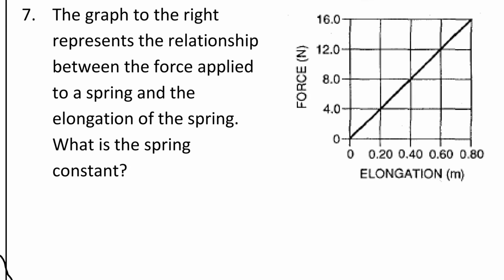Okay, so number 7 says the graph to the right represents the relationship between the force applied to a spring and the elongation again. So it's an F versus x graph. What is the spring constant? The spring constant is the slope, as we discussed in the previous problem. So we want to find the slope. The slope is equal to the rise over the run. Y2 minus Y1 over X2 minus X1.